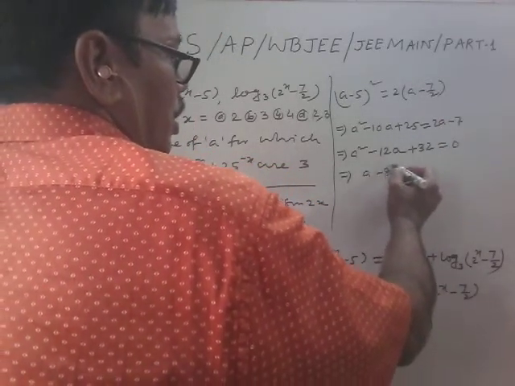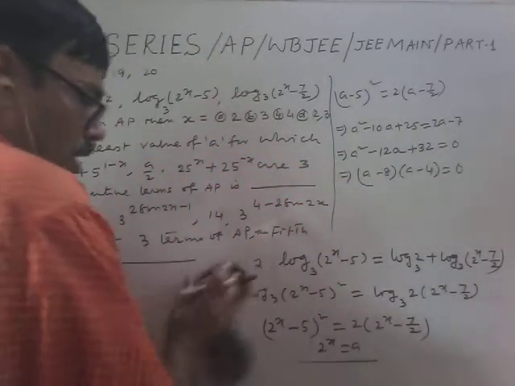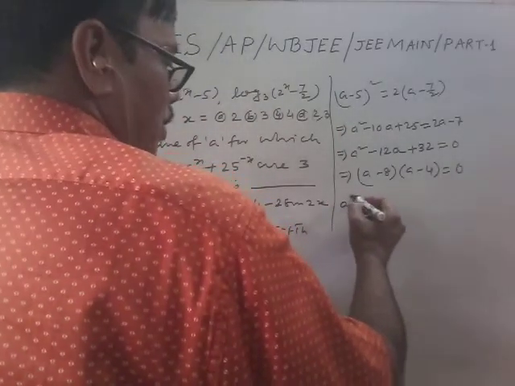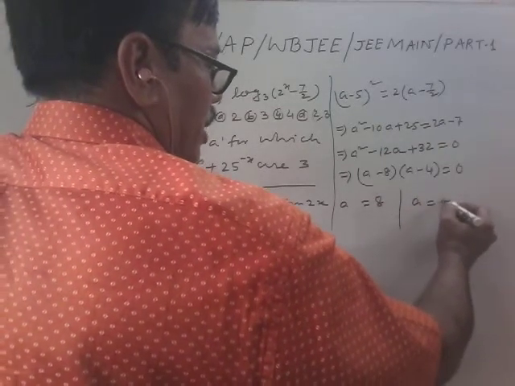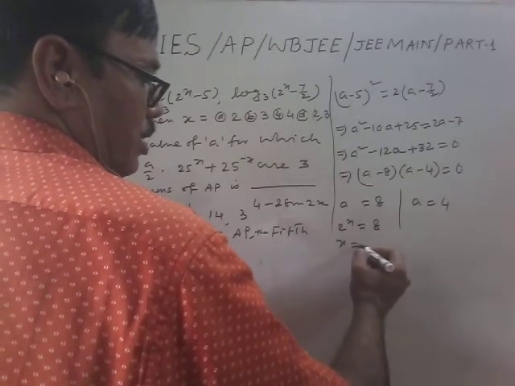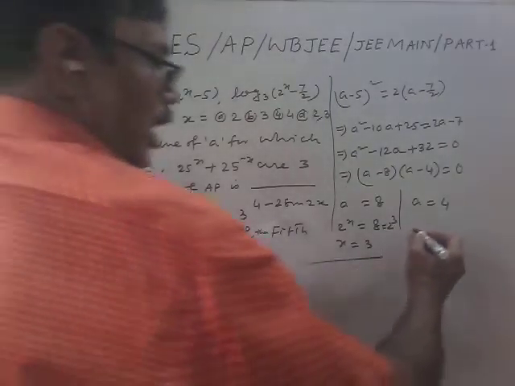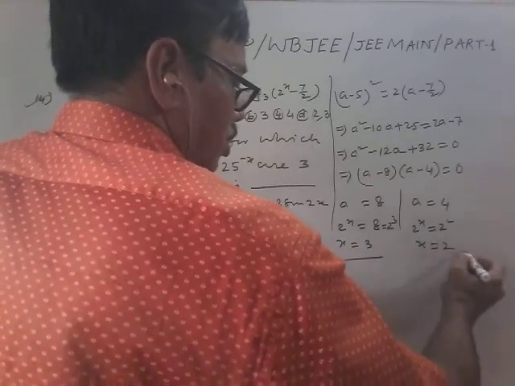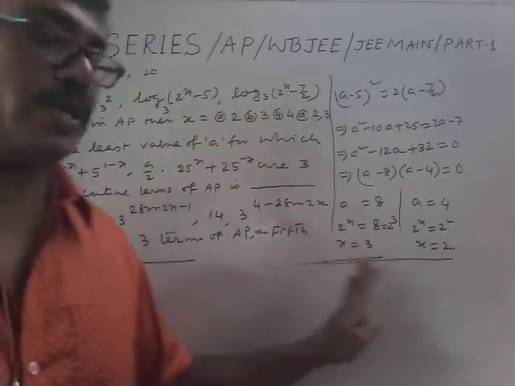So a minus 8, a minus 4 equals 0. So we are getting a, so a to the power x equals 8, a equals 8, a equals 4. So 2 to the power x equals 8, so x equals, this is 2 cube, so x equals 3. And this is 2 to the power x equals 2 square, so x equals 2. So we are getting two values of x.